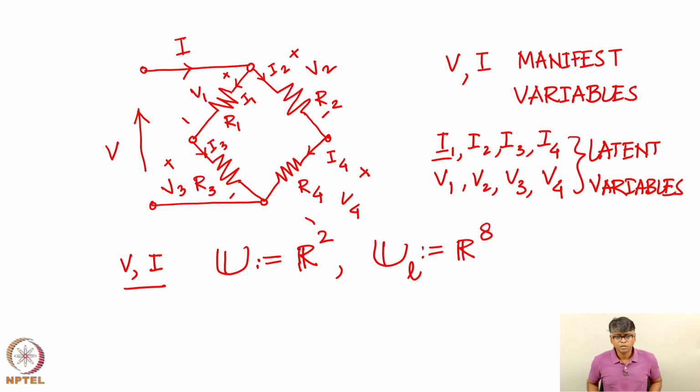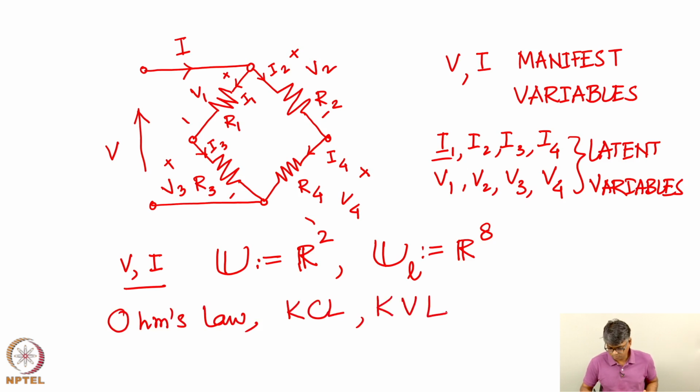What are the system's laws? What are the system's equations? Well, they come from Ohm's law, and there is Kirchhoff's current law and Kirchhoff's voltage law. These laws together will give us all the equations. So perhaps I can quickly write them down in the next slide. Just bear with me for a while, and if I make a mistake, then please correct me.